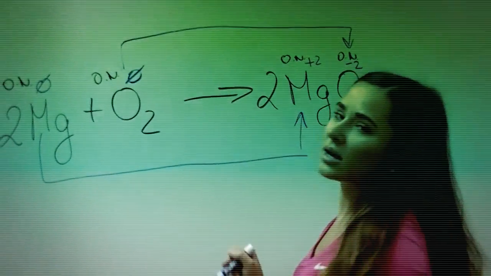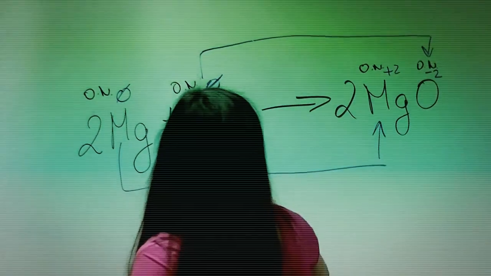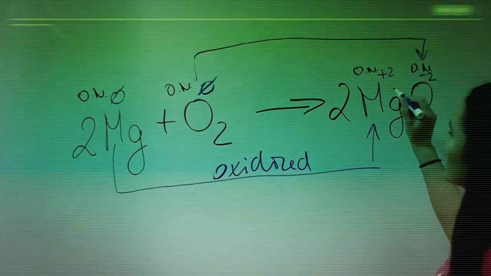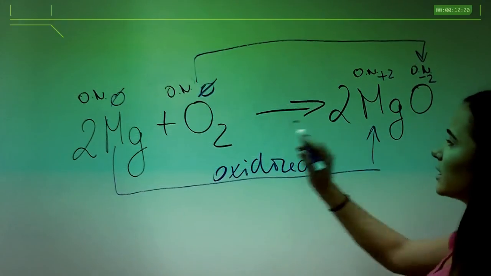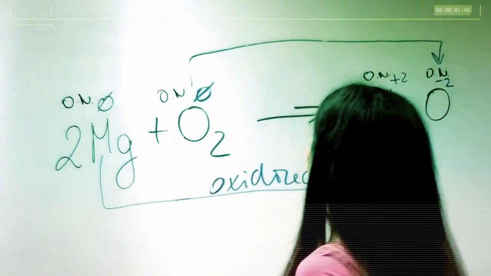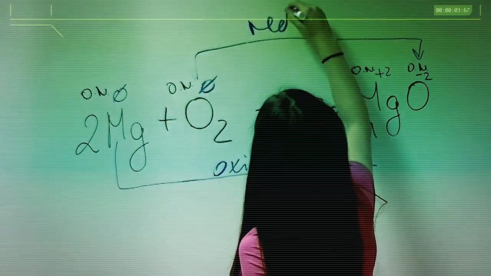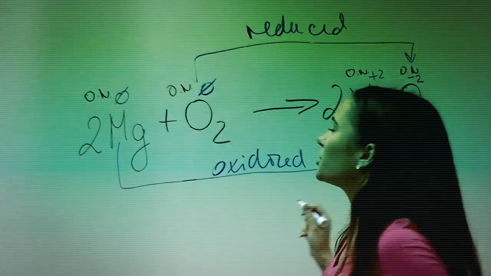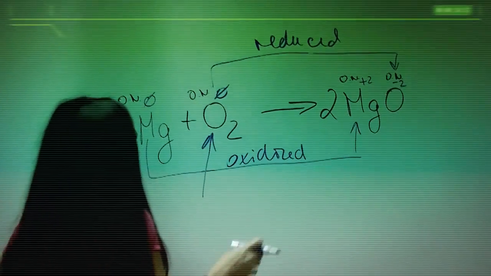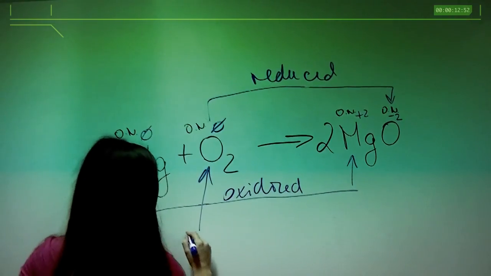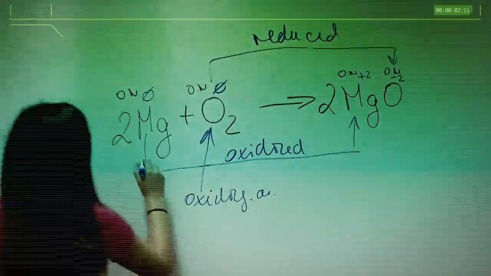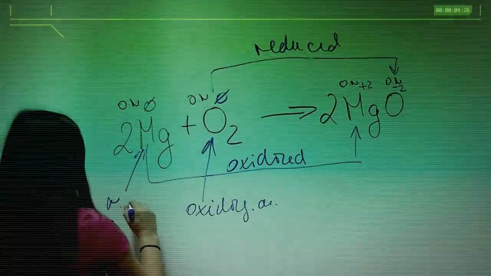Magnesium in this example is being oxidized since it loses electrons and gives them to the oxygen. Oxygen is going to be reduced. Therefore, oxygen is going to be the oxidizing agent, and magnesium is going to be the reducing agent.